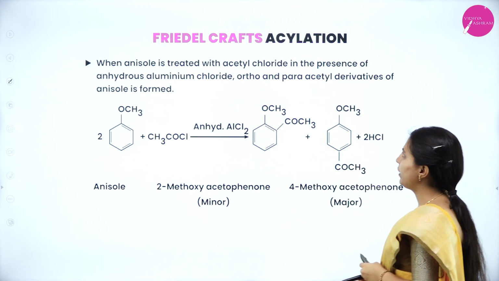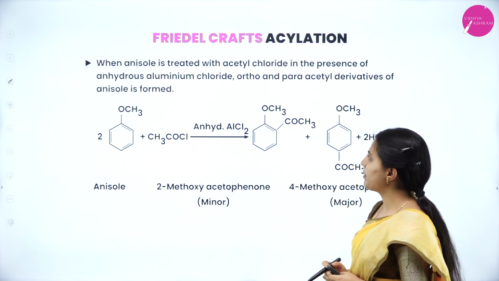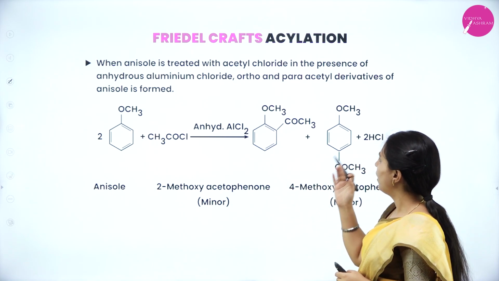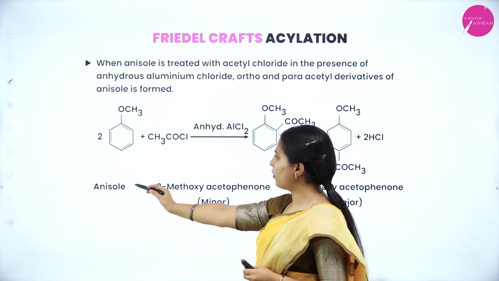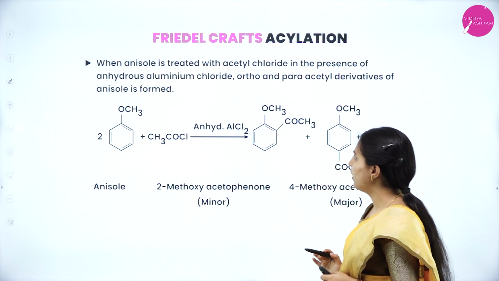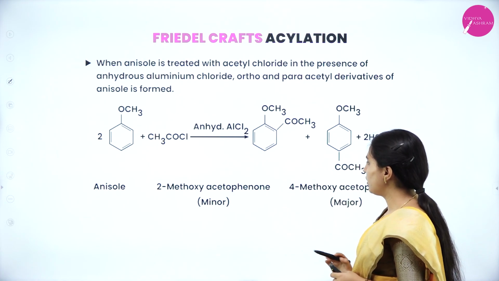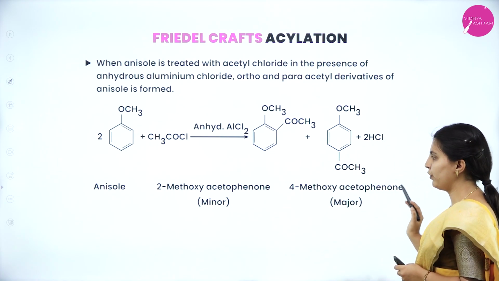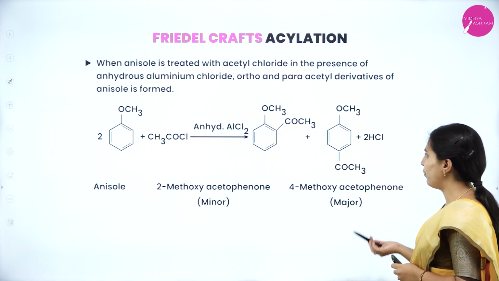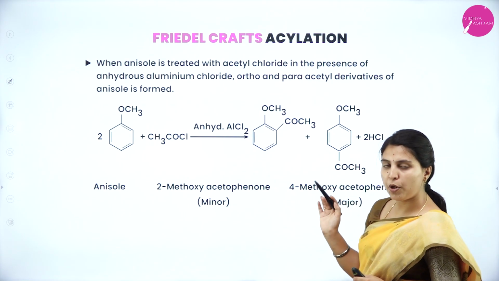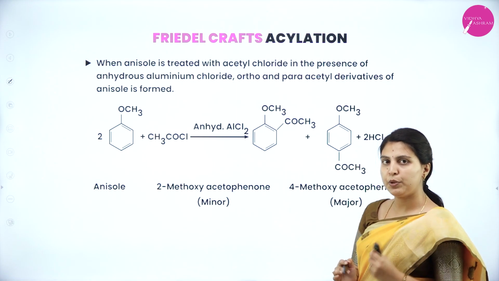Friedel-Crafts acylation. When anisole is treated with acetyl chloride in the presence of anhydrous aluminium chloride, ortho and para acetyl derivatives of anisole are formed. See here, 2-methoxyacetophenone and 4-methoxyacetophenone will form, but 2-methoxy will be minor and 4-methoxyacetophenone will be major. Here also two products will be formed, at the ortho and para positions.